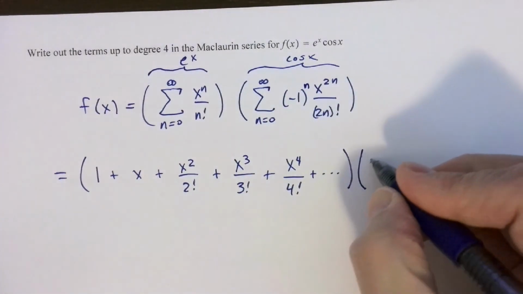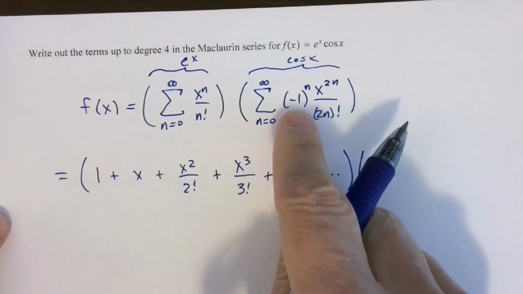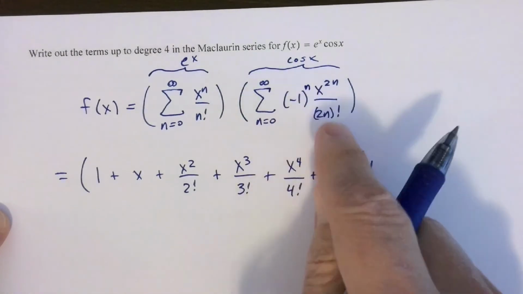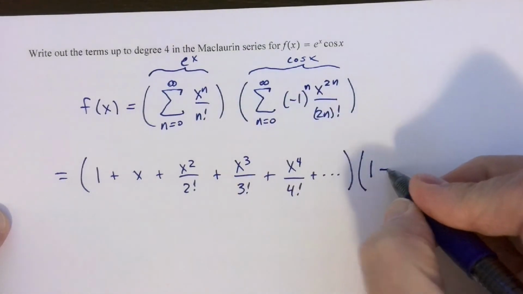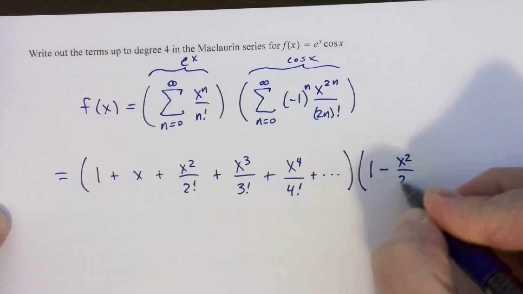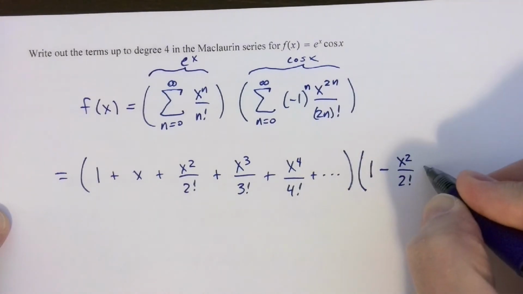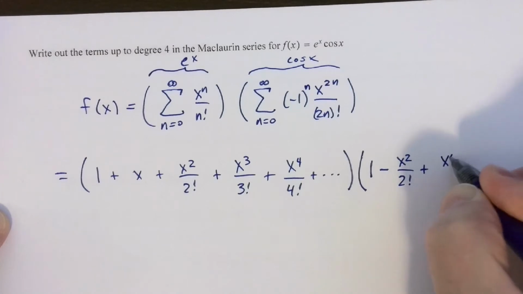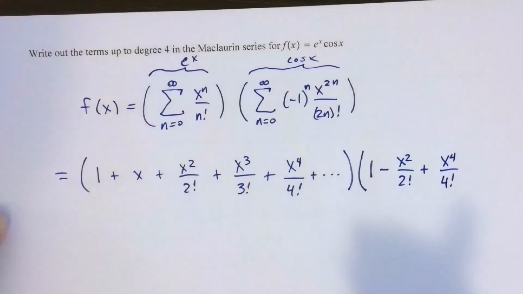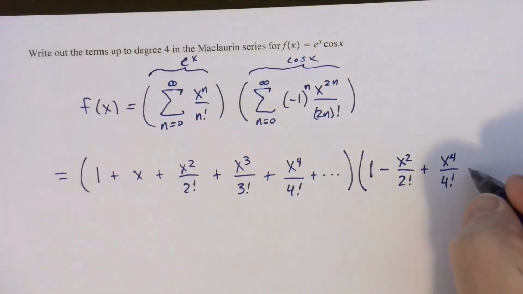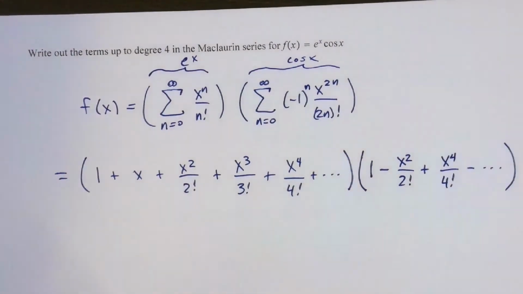I just get 1. When n is 1, negative 1 to the n gives negative x squared over 2 factorial. And then what's going to happen? Positive x to the 4th over 4 factorial. Remember, we're only getting the positive powers. And then so on. I'm going to stop there because all I need is degree 4 or less.